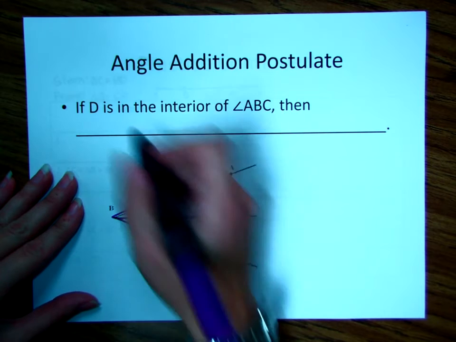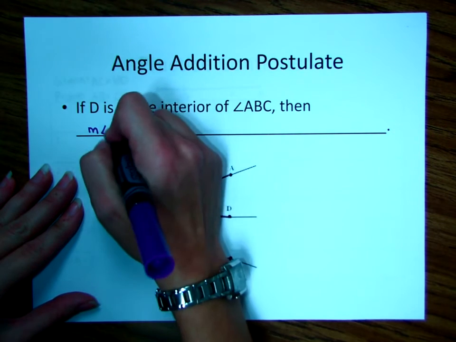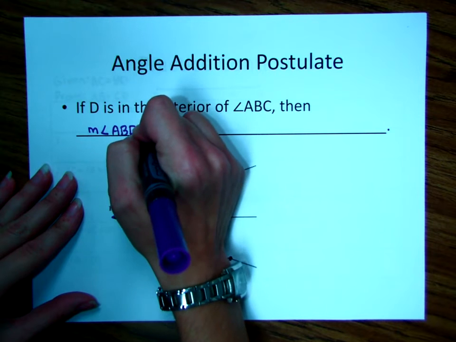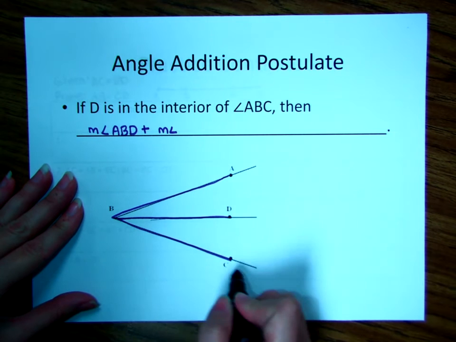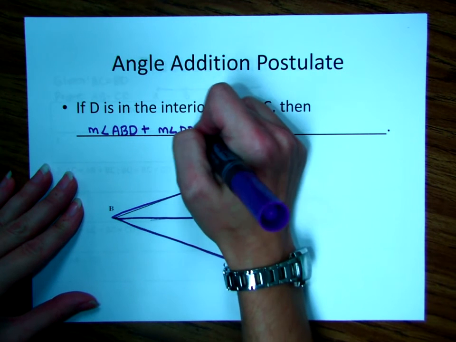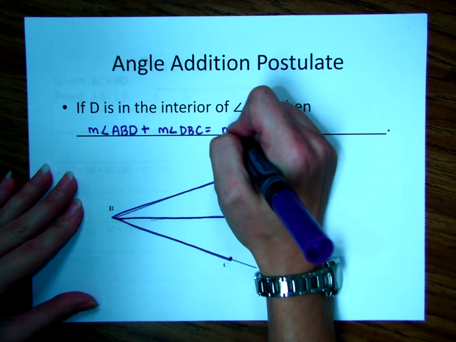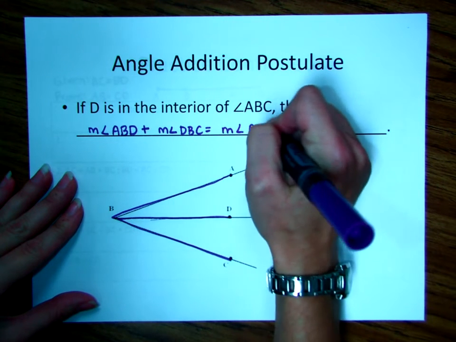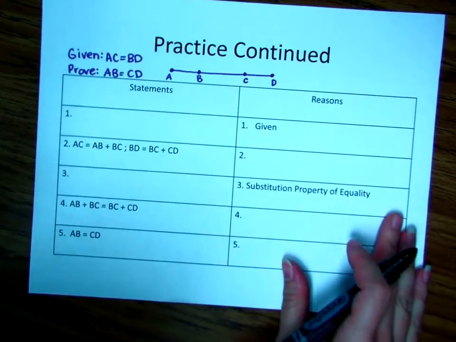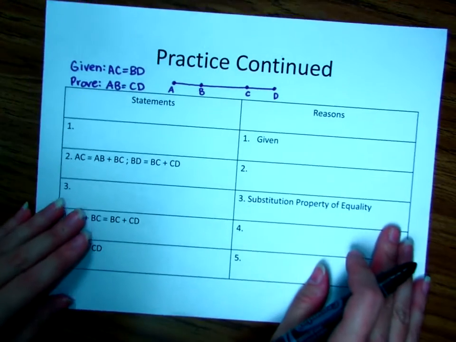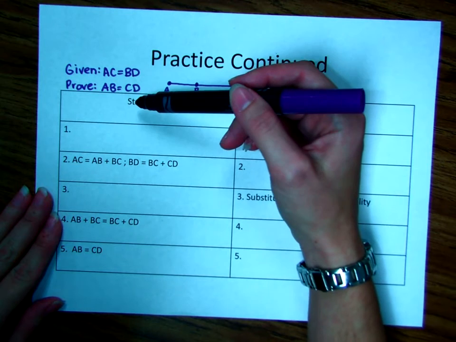So what does that mean? Well, the measure of angle ABD plus the measure of angle DBC will equal the entire angle, the large angle, the measure of angle ABC. And that's your angle addition postulate. Now you can use that information to solve a problem like what you see right here. If you look at this one here, we have been given a particular proof to complete.